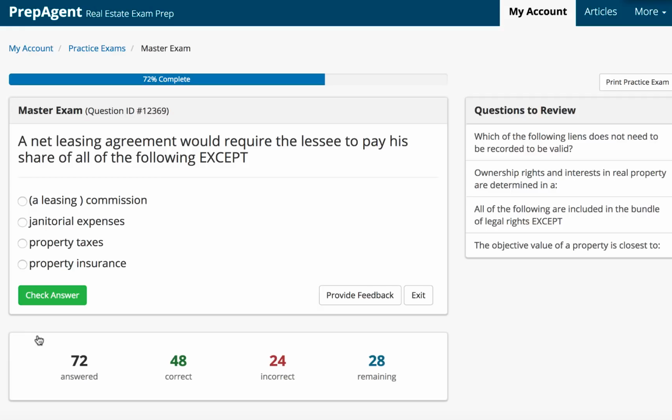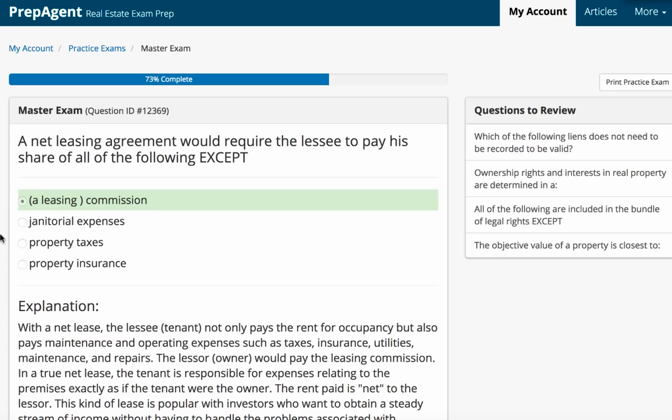A net listing agreement would require the lessee to pay his share of all of the following except a leasing commission, janitorial expenses, property taxes, or property insurance. All of these. So what would he not have to pay in a net lease? Because net listing, it's not the normal, so he'll have to pay the insurance, he'll have to pay the taxes. I'm thinking, would it be commission? He would not have to pay the commission. Good.